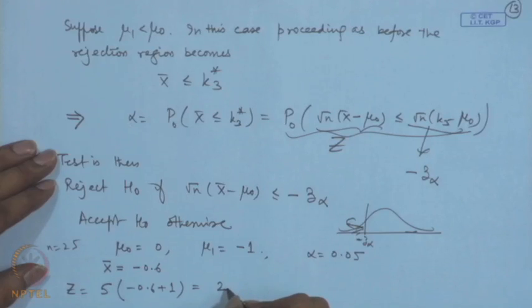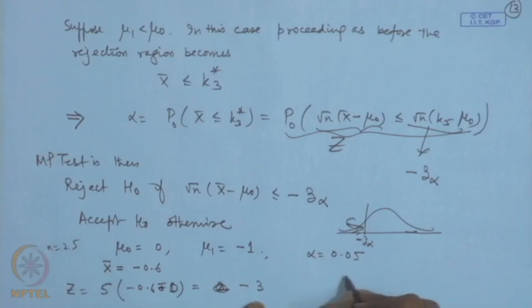So, once again you note, sorry, mu naught is 0. So, that is minus 3 and minus z alpha is equal to minus 1.645. So, here you are observing that this value is smaller than this. So, we will reject H naught in favor of H 1.